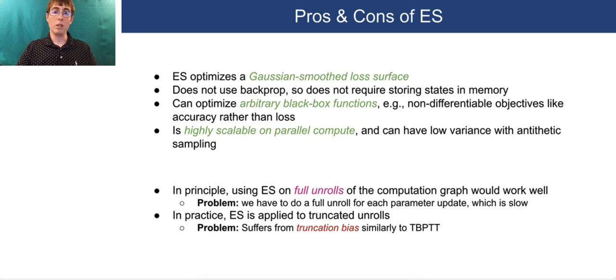ES optimizes a Gaussian smooth loss surface, which overcomes chaos from long unrolls. It doesn't require backprop, so we don't need to store intermediate states in memory, which can be memory efficient. It can optimize arbitrary black box functions, including non-differentiable objectives like accuracy rather than loss, and is highly scalable on parallel compute. So in principle, using ES on full unrolls of the computation graph would work well, but it would be computationally expensive because we would have to do a full unroll for each parameter update. So we could only have infrequent updates. And in practice, ES is applied to truncated unrolls, which leads to truncation bias, similarly to truncated backprop through time.